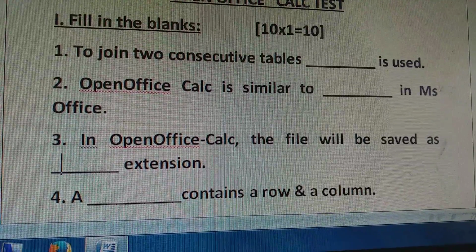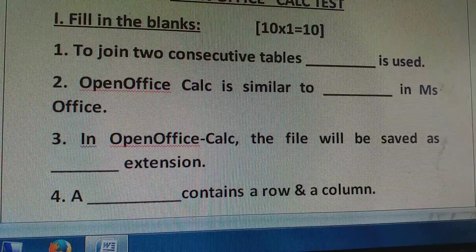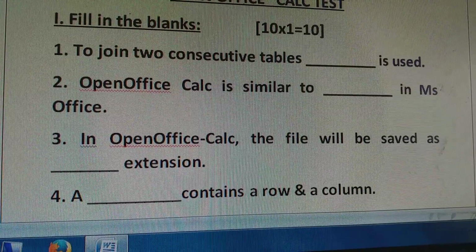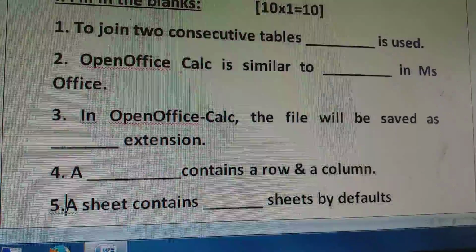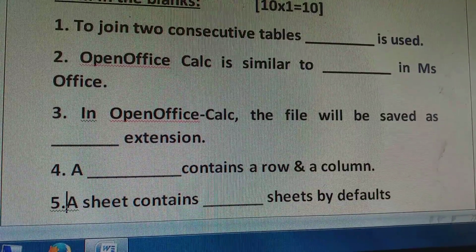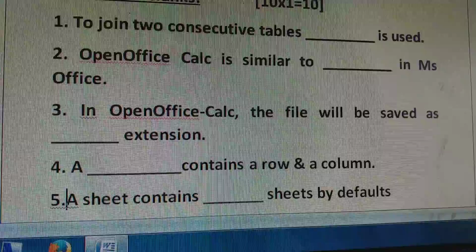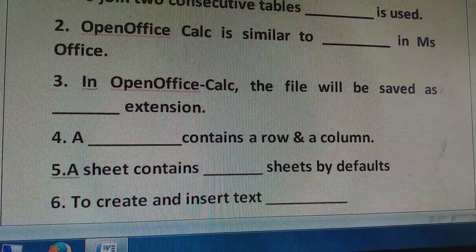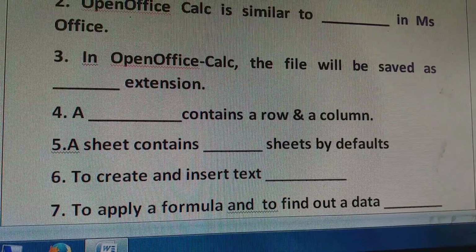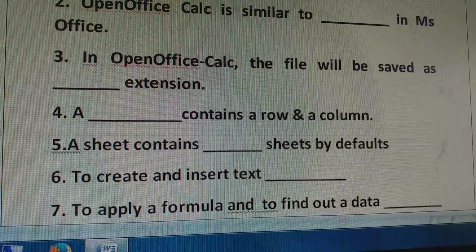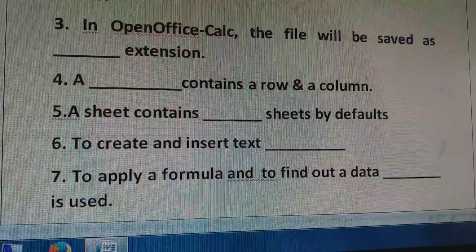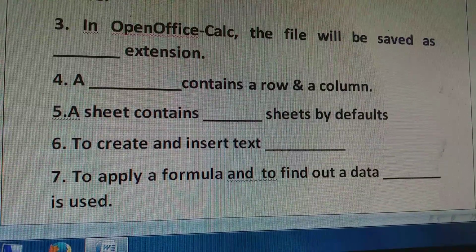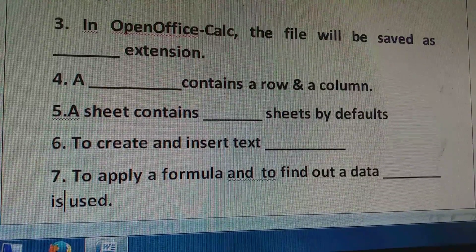3. In OpenOffice Calc, the file will be saved as dash extension. 4. A dash contains a row and a column. 5. A sheet contains dash sheets by default. 6. To create and insert text dash.